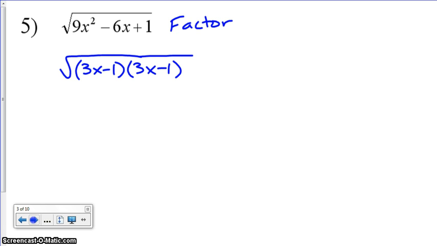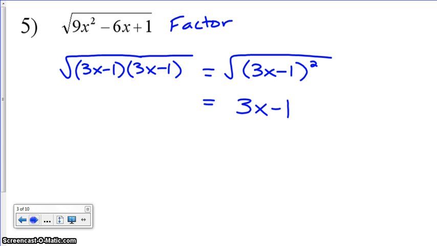Because I have my binomials as the same things, I can rewrite this as the square root of 3x minus 1 quantity squared. Then I can take the square root of that. When I do that, I'm left with 3x minus 1.